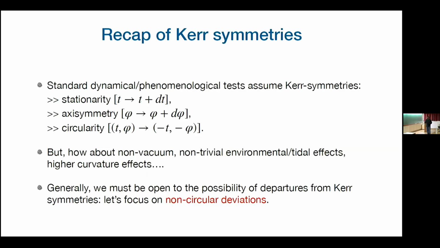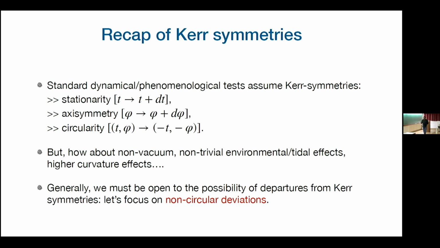But before going there, let me recap some of the Kerr symmetries and basic properties, because that's what the talk is on. Kerr has three basic symmetries: stationarity, axisymmetry, and circularity. Stationarity means the spacetime is invariant under time translation. Axisymmetry means the spacetime is invariant under rotation about an axis. And circularity means if you flip t, phi to minus t, minus phi, all the physical observables should remain the same. These are the three symmetries of the Kerr metric. But this is a symmetry only when you consider isolated spacetimes.